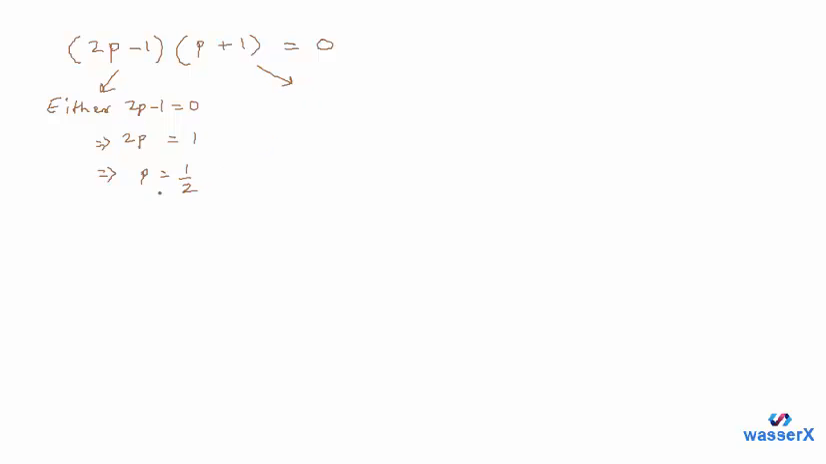Or, so either p is equal to 1/2 or p plus 1 is equal to 0. That will also make this product 0, right? Which means p is equal to -1. So either p is equal to 1/2 or p is equal to -1. These are the 2 roots. And by the way, if you want to check that this indeed is a quadratic equation, you can multiply these out. 2p times p will give you 2p square, and that's the highest power of p in this equation.